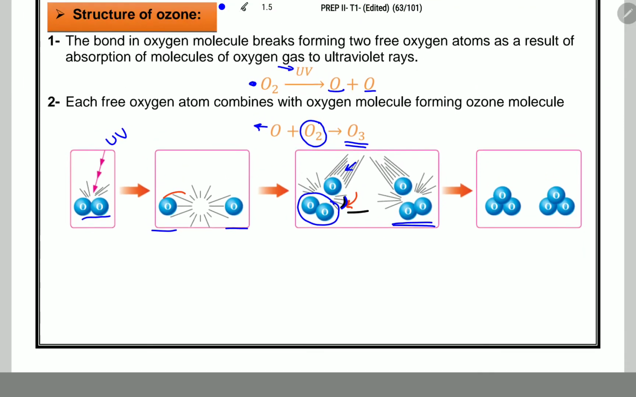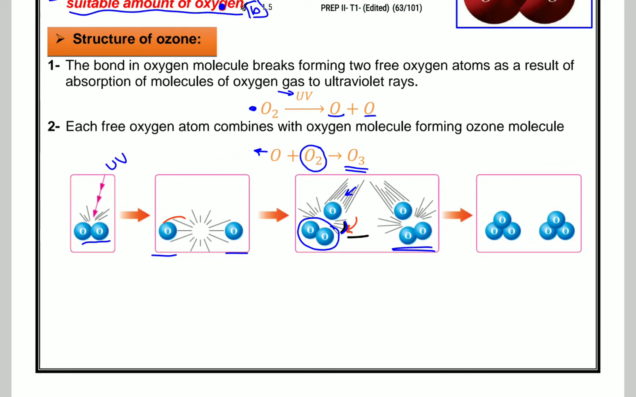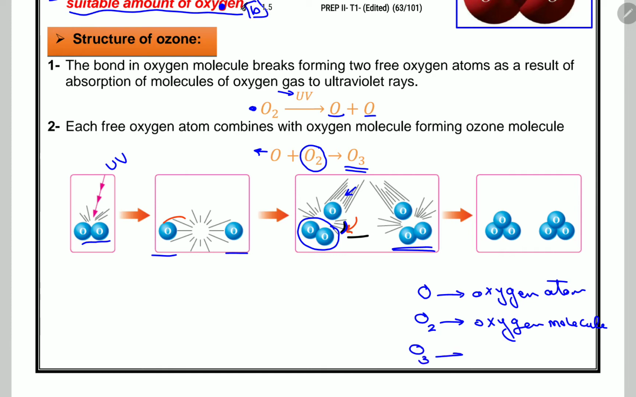So we have to understand something here. O means oxygen atom. O2 means oxygen molecule. And O3 means ozone molecule.